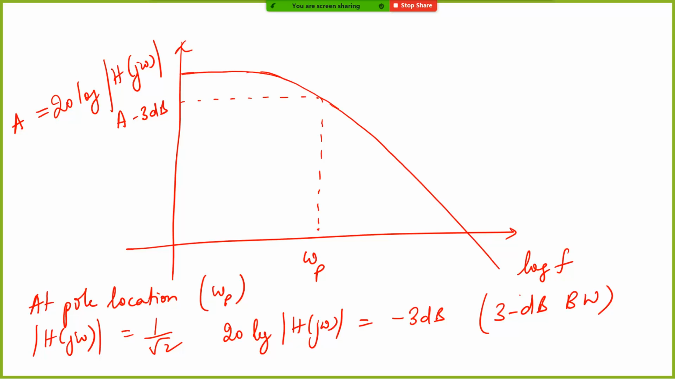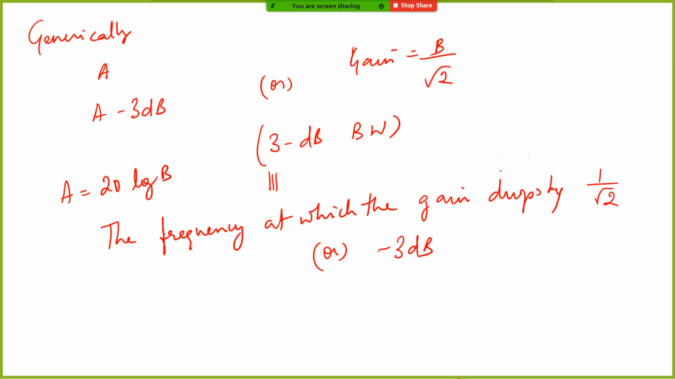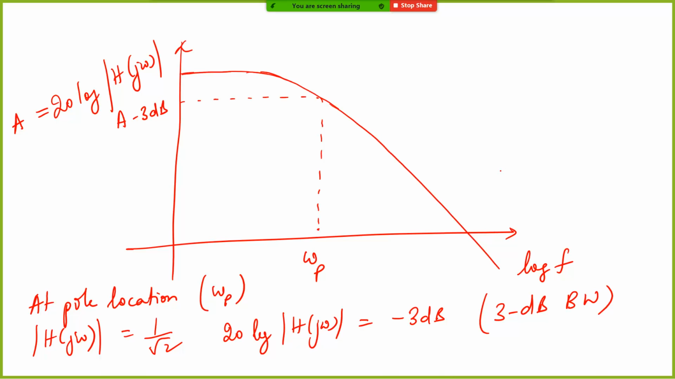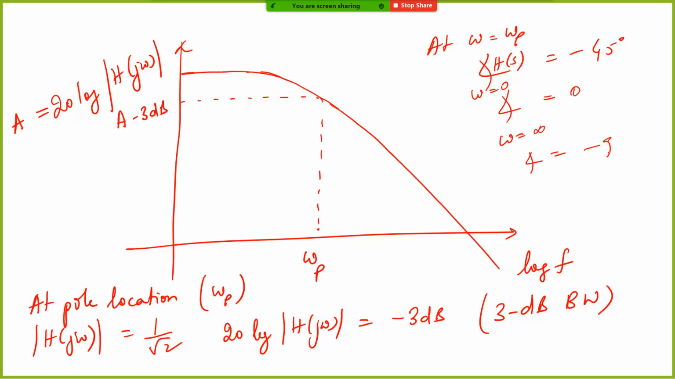And another thing that you would have studied is, at let's say omega equal to omega p, what is the angle of H of s? Minus 45 degrees. Minus 45 degrees, right? And then the angle at omega equal to 0 will be 0. Sorry, 0. And if omega is equal to, let's say, a very high frequency, if you take it to infinity, the angle becomes minus 90 degrees.